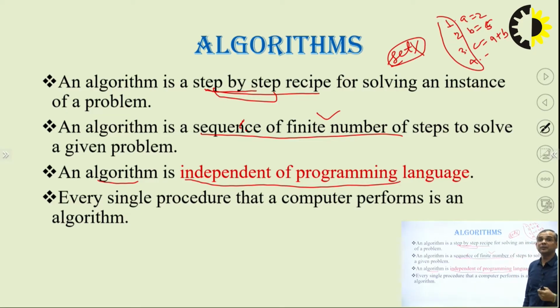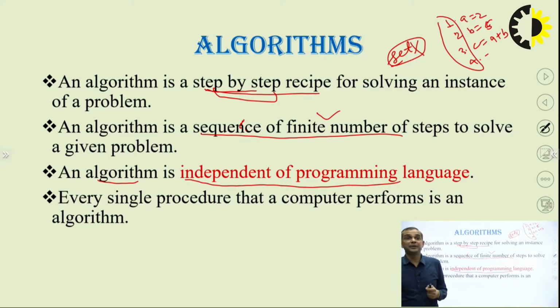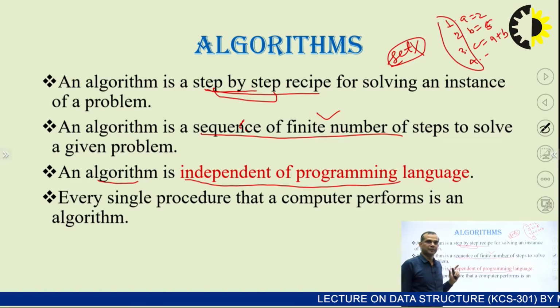It means that when we write an algorithm, it is independent of any programming language. We cannot use any programming syntax here, because an algorithm can be converted into a C program, a C++ program, Java, or Python. So this algorithm will be independent of any programming language.